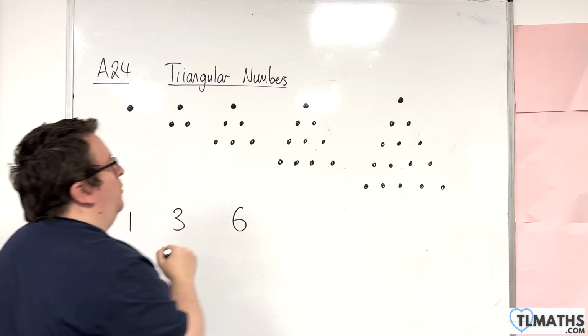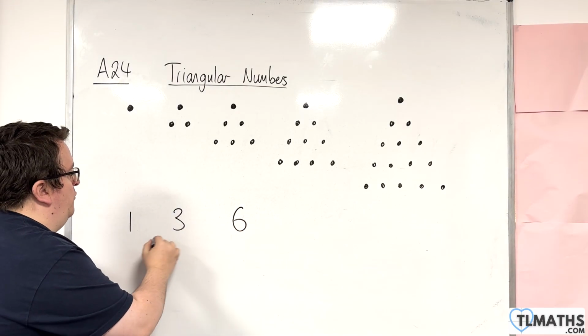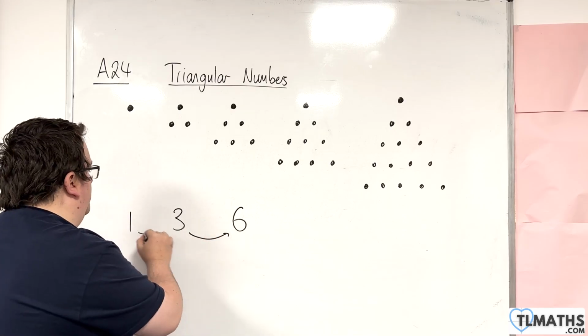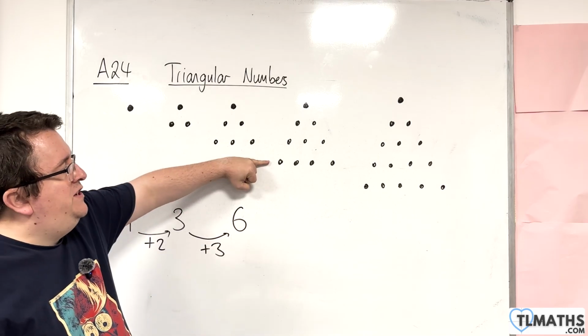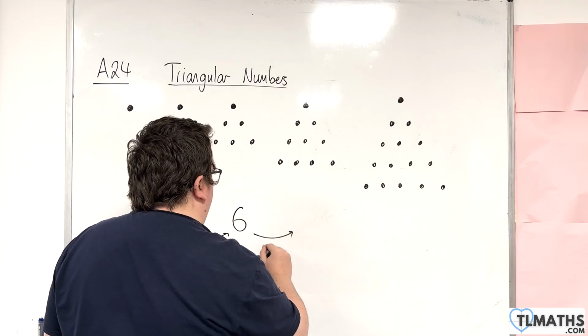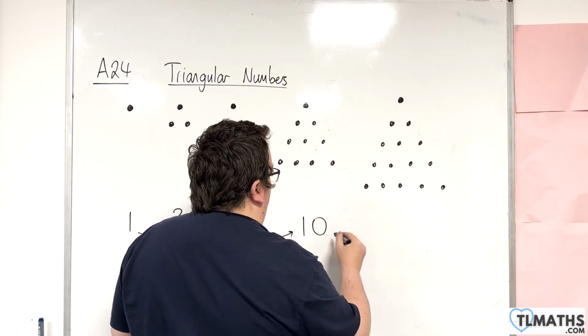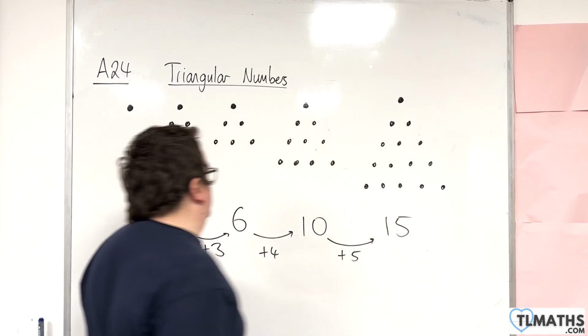So by this point, rather than counting the dots, we can go, well, what's happening? To get from 1 to 3, we add on 2. And then to get from 3 to 6, we add on 3. And then we're adding on this next row, which has 4 in it. So we're adding on 4 to the next one. So that's going to get us to 10. And then to get the next row, we're going to have to add on 5. So that's going to get us to 15.